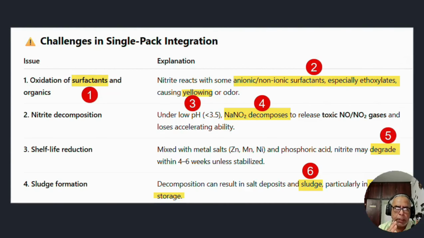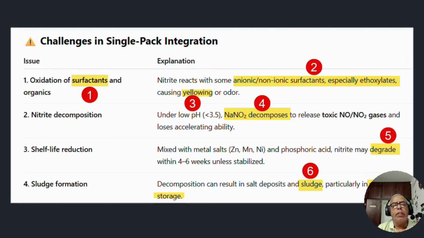See, what are the challenges in single pack integration? First of all, the oxidation of surfactants and some of the organic chemicals loaded in the phosphating system. Here the nitrite reacts with some anionic and, in certain cases, non-ionic surfactants also, especially ethoxylates, and definitely it will cause some yellowing color. Then it will give some odor, some smell also.